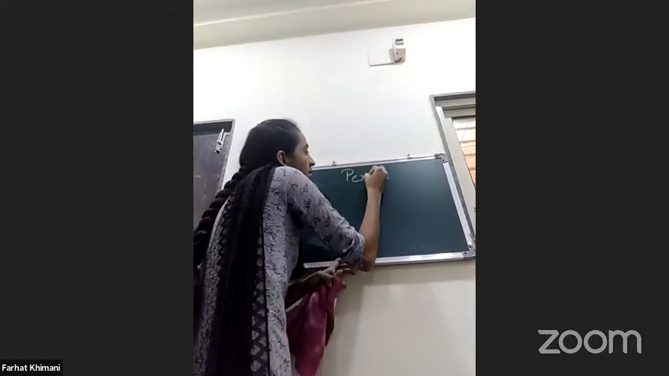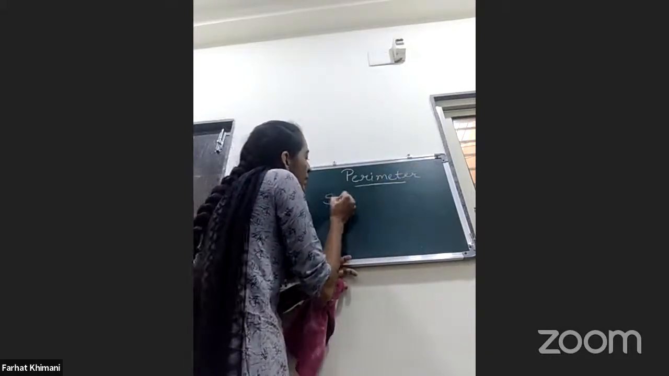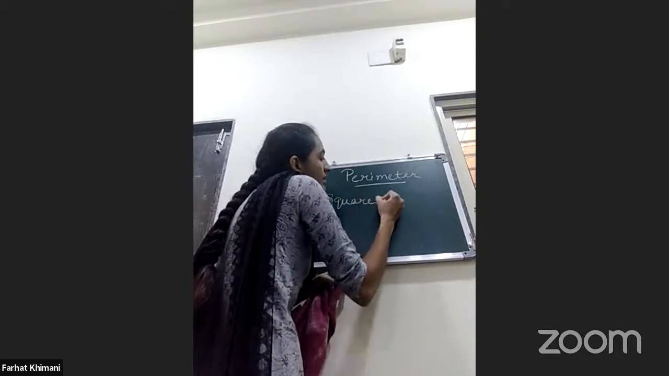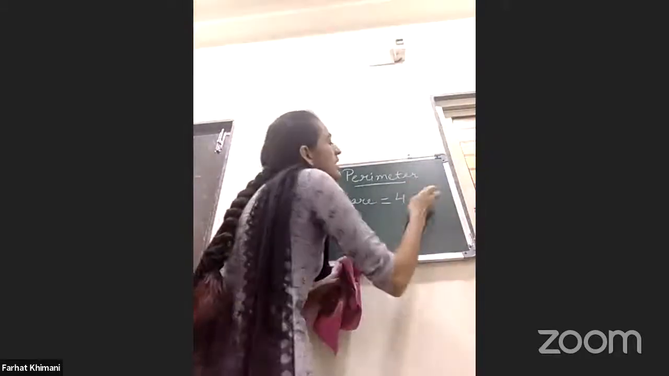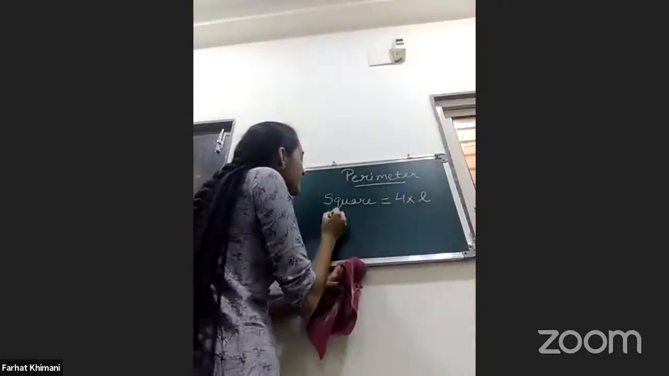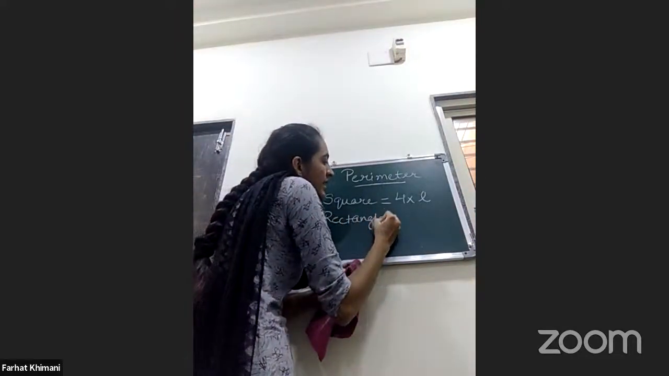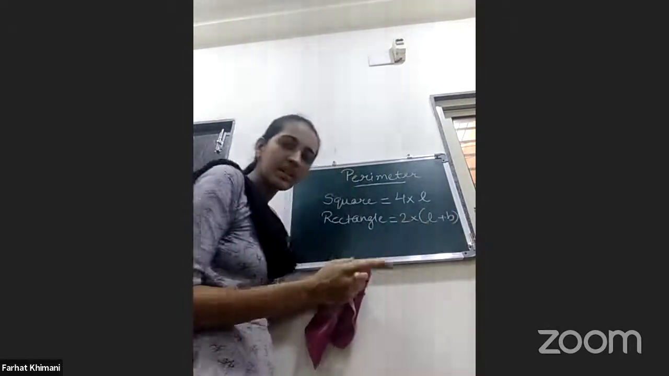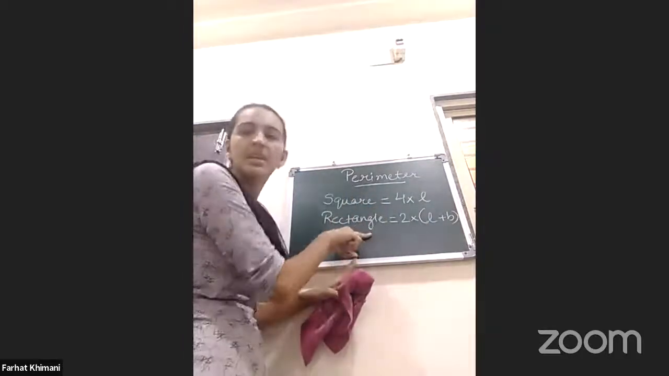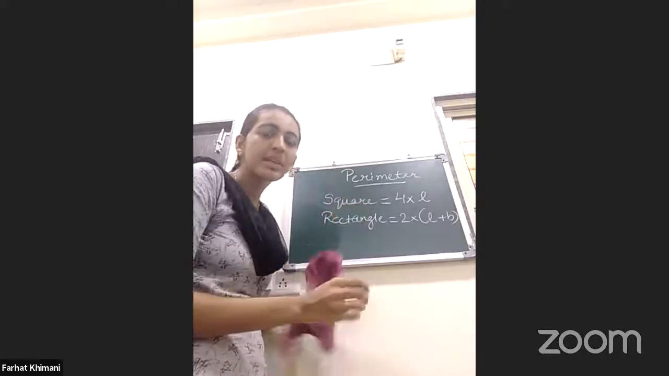What did we see is perimeter. Perimeter of square, we have 4L. This is the formula of perimeter of square: 4 into L. And perimeter of a rectangle is 2 into L plus B. This is what I taught you up till now. Does anyone have a doubt with this for now? Yes?